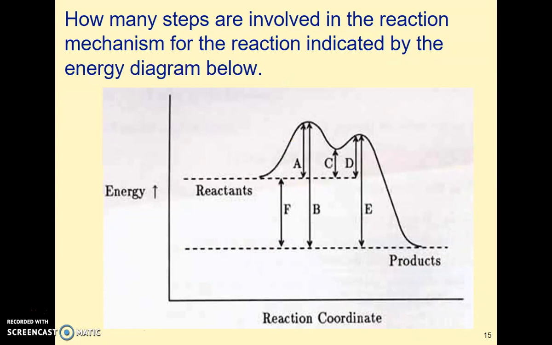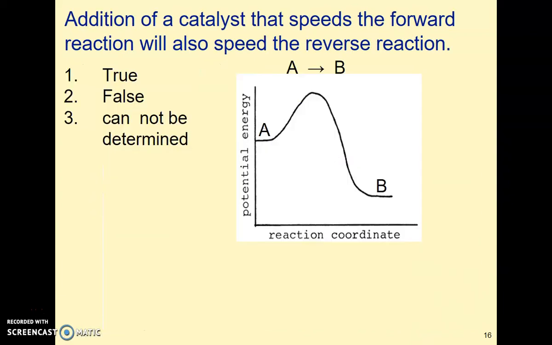How many steps are involved in this reaction mechanism for the reaction indicated by the energy diagram below? The number of humps tells you the number of steps, or the number of activation energies. This energy diagram has 2 humps, therefore it requires 2 steps. Also remember that the intermediate is in the valley between the activation energies. Addition of a catalyst that speeds the forward reaction will also speed the reverse reaction. We said in the beginning of this lesson that that's true. Therefore, catalysts do not affect equilibrium. They affect the forward and reverse reaction equally.